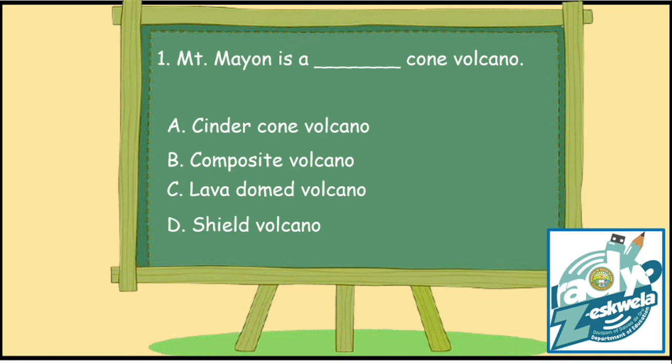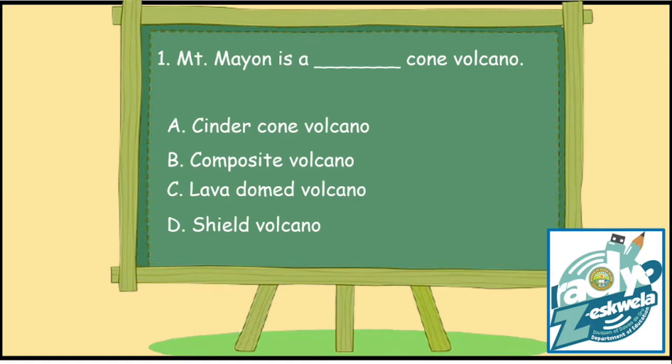Blank is a blank cone volcano. Letter A, cinder cone volcano. Letter B, composite volcano. Letter C, lava dome volcano. Letter D, shield volcano.